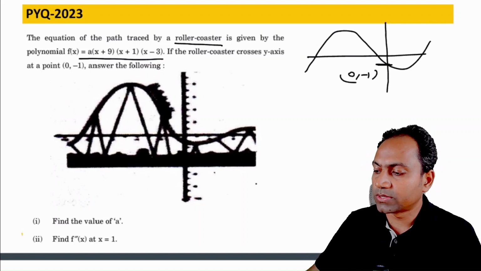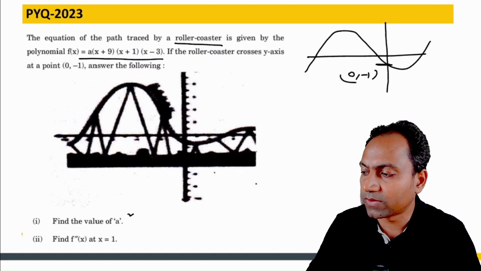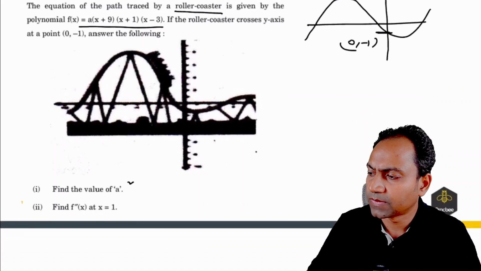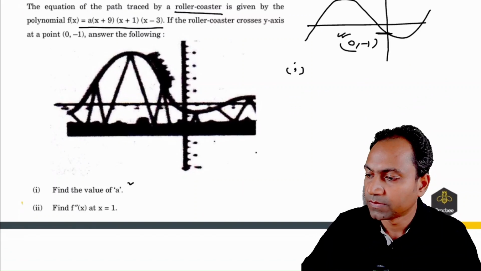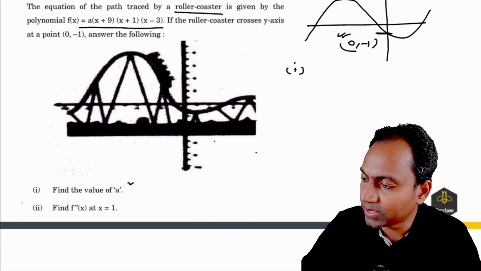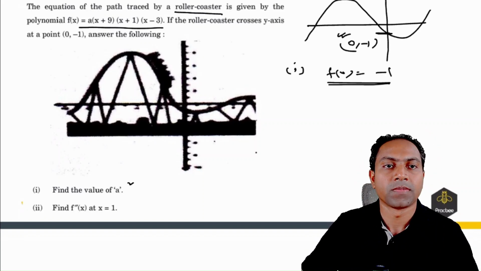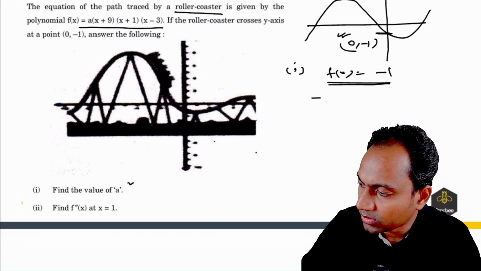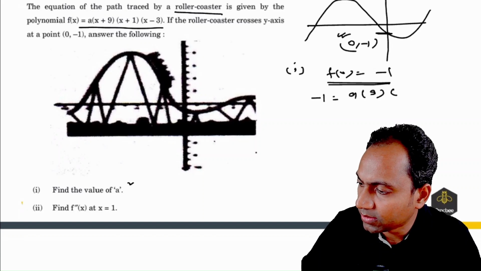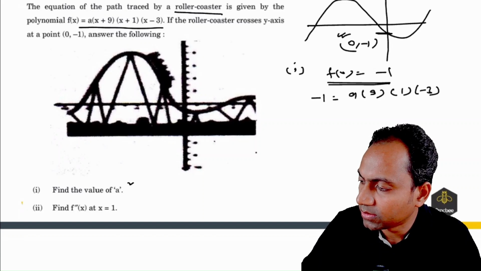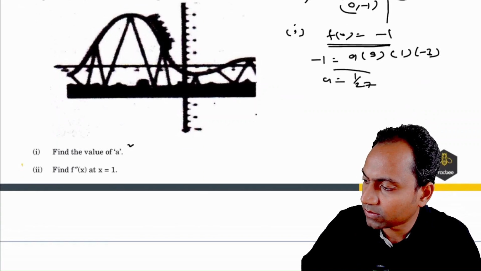So what they want is the value of a and then the second derivative. So if you know the value of a, obviously the second derivative part will become very easy. So for doing the first part, let us satisfy this point because this is on the curve. If I put 0 in place of x, the value of f of 0 comes out to be minus 1. And if I put 0, it actually becomes a into 9 into 1 into minus 3. So the value of a from here comes out to be nothing but 1 by 27. So the first part is done.